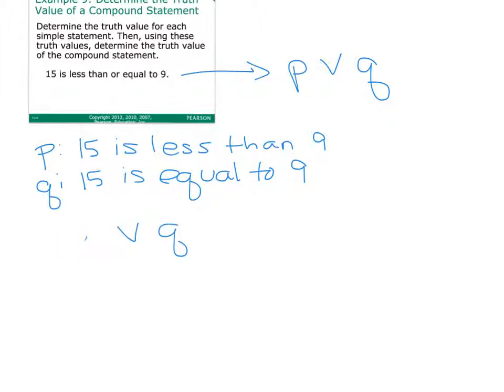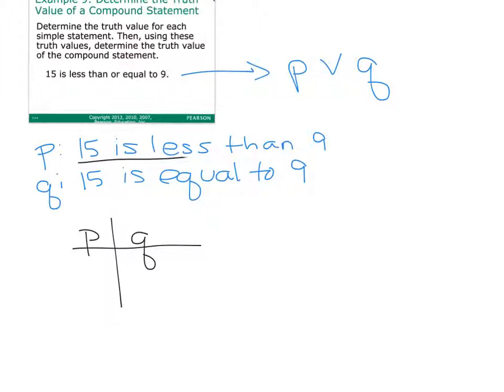Actually, let me erase that. Okay, so if we were going to make this look like a truth table, I would list my P and I would list my Q. Now, I don't have to list all of the options. I don't have to list all 4 because I know whether P is true or not.